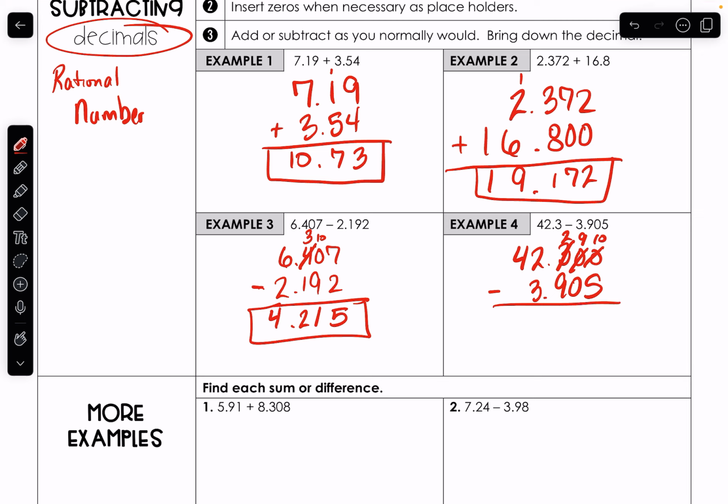It's a way to be able to think past it. So 10 minus 5 is 5. 9 minus 0 is 9. Got to regroup again, so 12. So I've got 12 minus 9 is 3. Still got to regroup again, down to 3. 11 minus 3 is 8. So 38 and 395 thousandths.